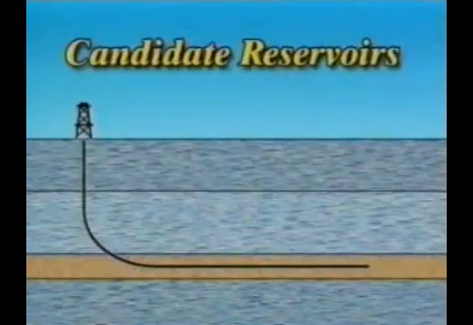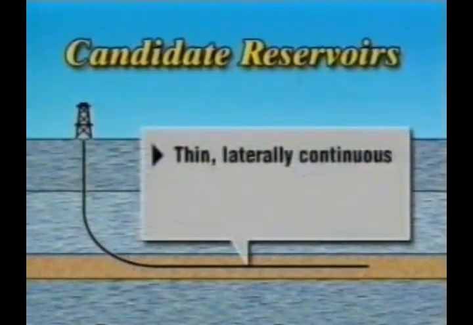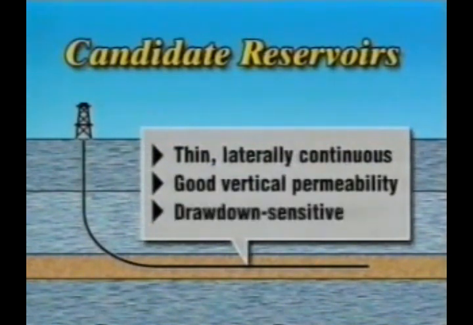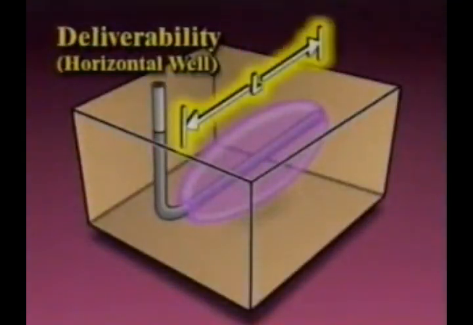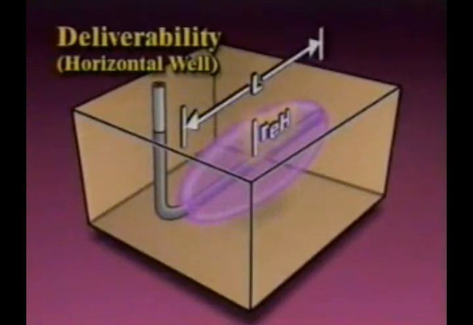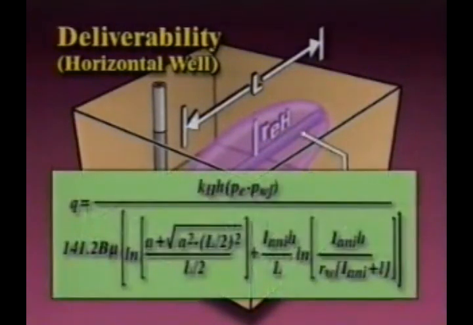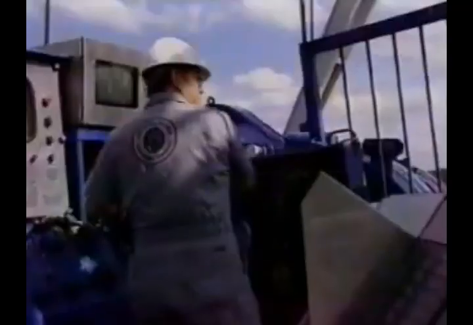There have also been disappointments along the way, which have shown that the benefits of horizontal drilling are largely contingent upon reservoir characteristics. Horizontal wells work to best advantage in relatively thin, laterally continuous formations with good vertical permeability and a tendency toward drawdown-sensitive problems such as water or gas coning. The reasons for this have to do with the relationships that define horizontal well deliverability. For a discussion of these relationships, you can refer to the module PE 307, Horizontal Wells, Completion and Evaluation.